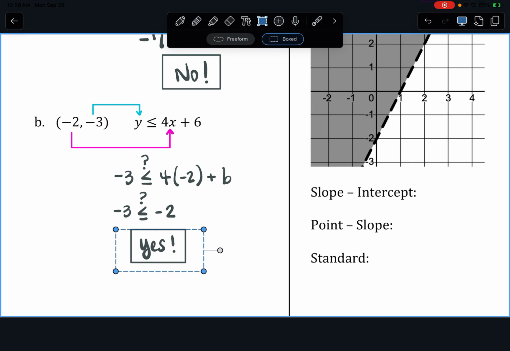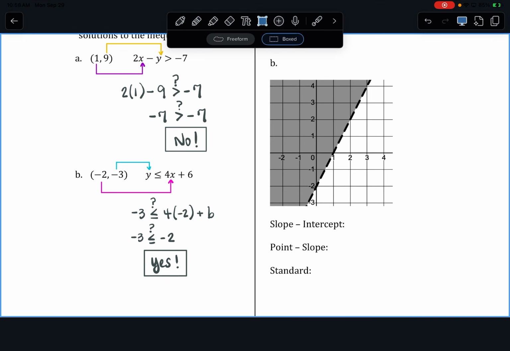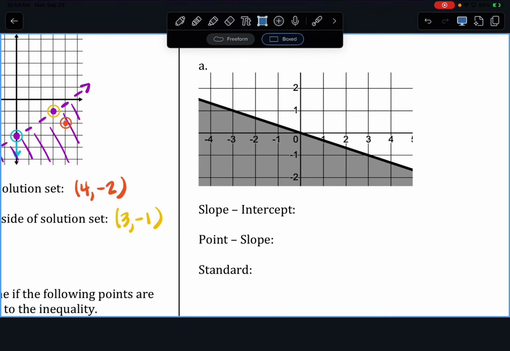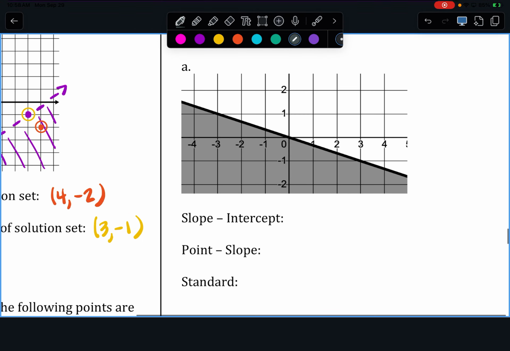All right, and then we're up to our very last question here, or 2 questions. Write the inequality of the graphs below in all 3 forms. It just says the 2, but we're going to do 3. All right, so let's see, slope-intercept form. I got to go find my slope.